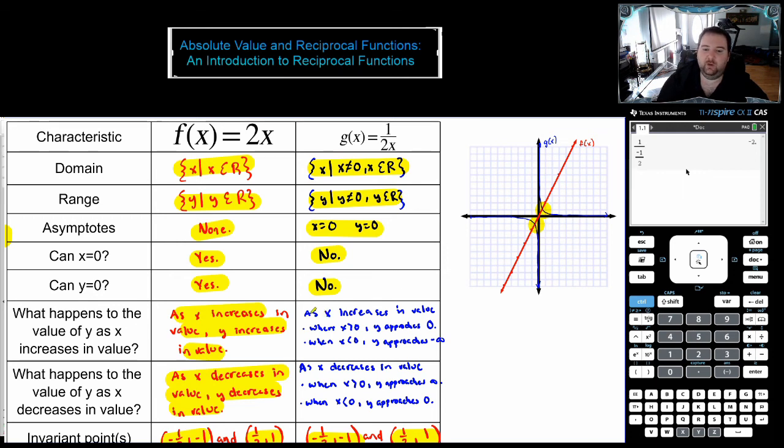What happens? Well, as x increases in value, so when x gets bigger, when x is greater than 0, y is going to approach 0. And as x gets bigger, when x is less than 0, y is actually going to approach negative infinity. What happens as x decreases? Well, again, there's two cases. As x decreases and x is still positive, y is going to reach positive infinity. And when x is decreasing and x is negative, y is going to approach 0.